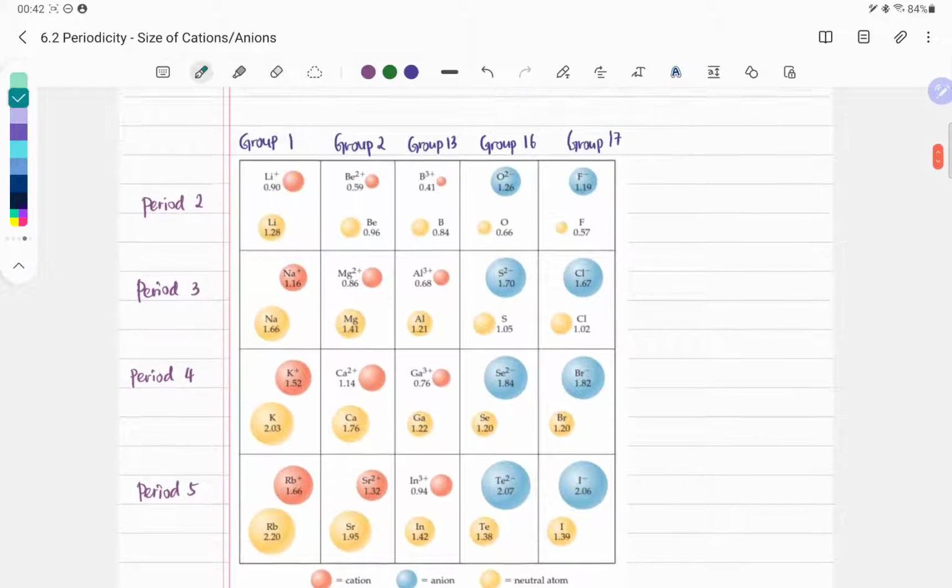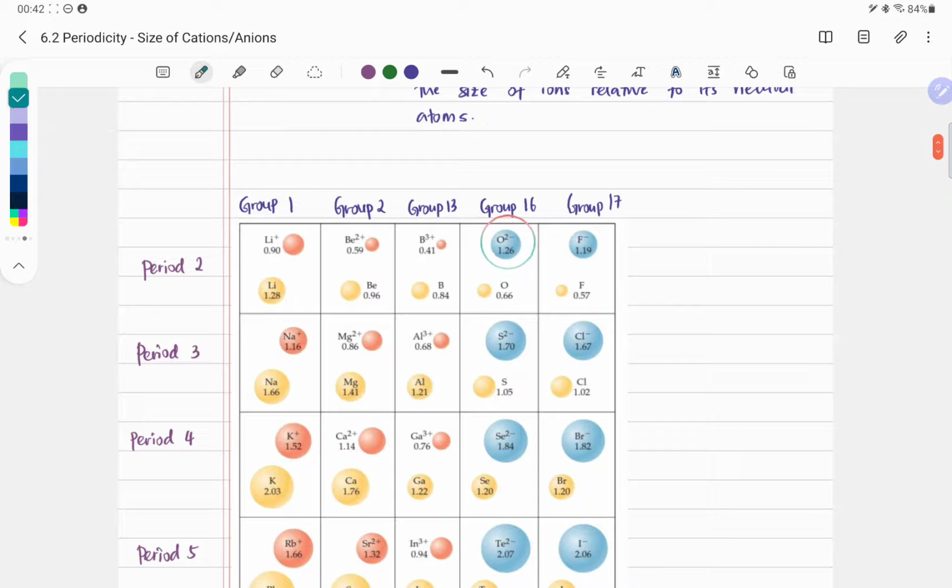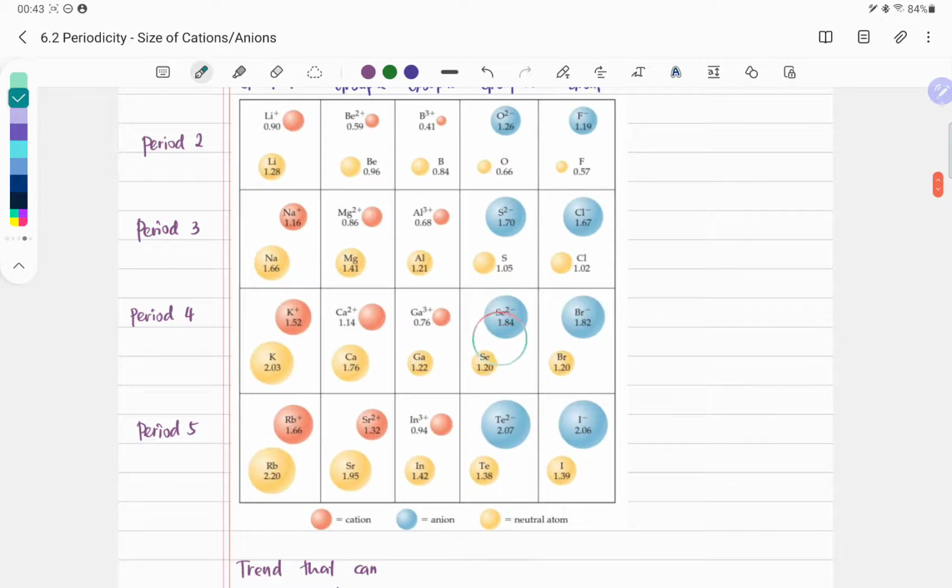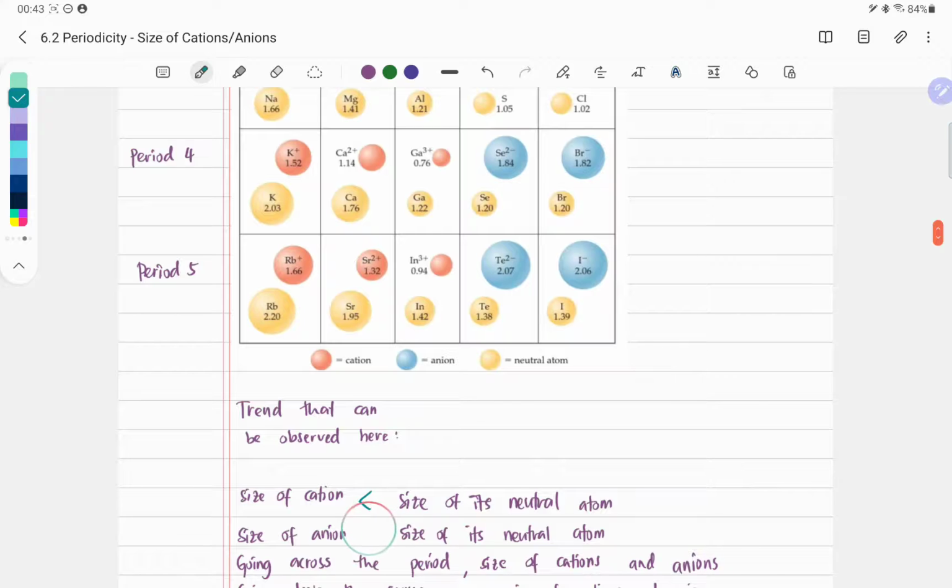Okay, and then kalau kita tengok anion pula, so contoh oxygen dengan oxide ion, fluorine dengan fluoride ion, sulfur dengan sulfide ion, chlorine dengan chloride ion. So all the rest follow the same trend. Kalau kita tengok atom oxygen 0.66, oxide ion 1.26, almost double. Sama juga macam fluorine, almost double. Kalau kita tengok sulfur 1.05, 1.7, 1.02, 1.67. So size of an ion, kalau kita nampak di sini compare dengan atom dia, size of an anion is always larger than the size of its neutral atom.